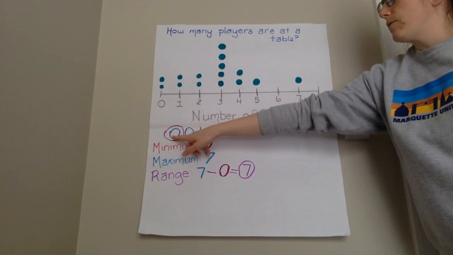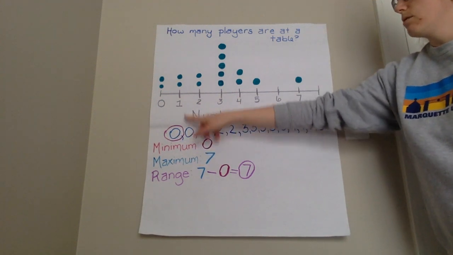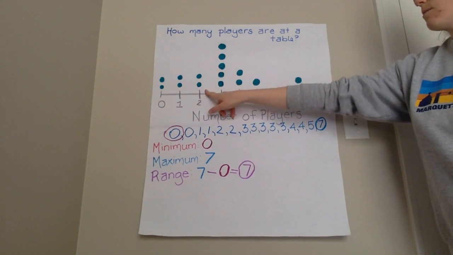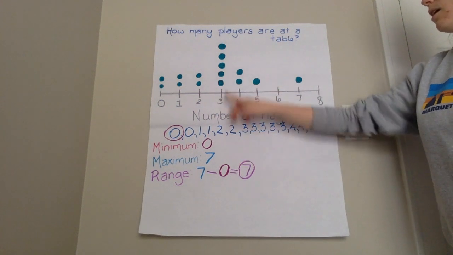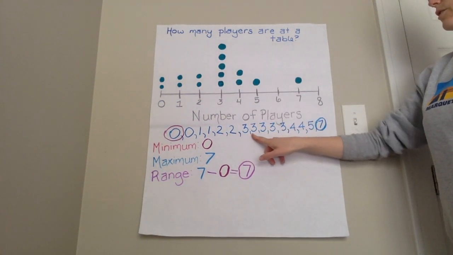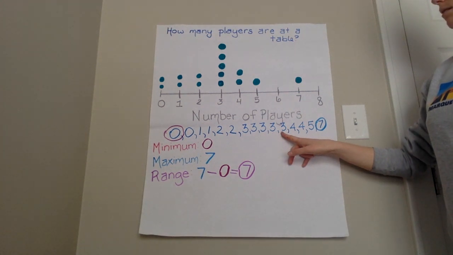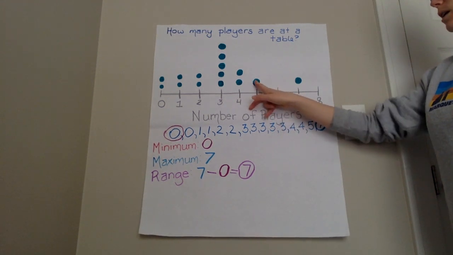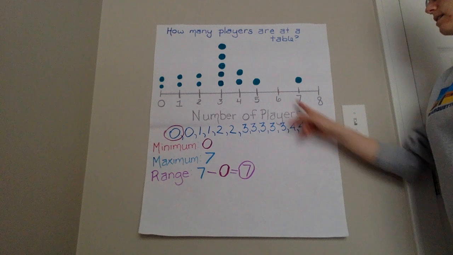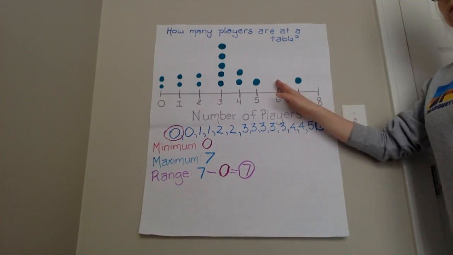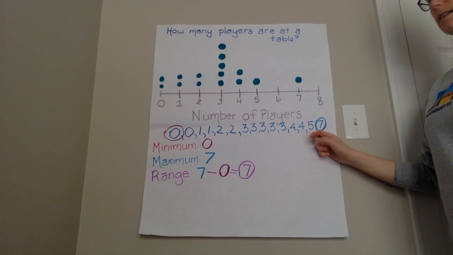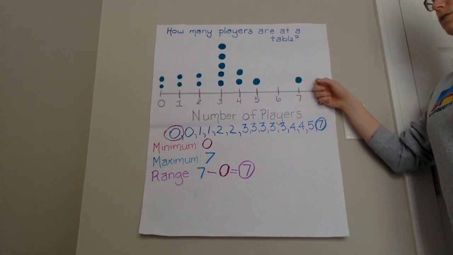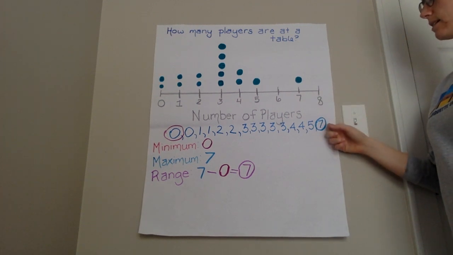There were 2 dots above the 0, so there were 2 zeros. 2 dots above the 1, so 2 ones. 2 dots above the 2, so 2 twos. 5 dots above the 3, so 3 was listed 5 times. 2 dots above the 4, so 4 was listed 2 times. 1 dot above the 5, 5 was listed 1 time. 0 dots above the 6, so 6 was not listed. 1 dot above the 7, so 1 7. 0 dots above the 8, so the 8 was not listed.